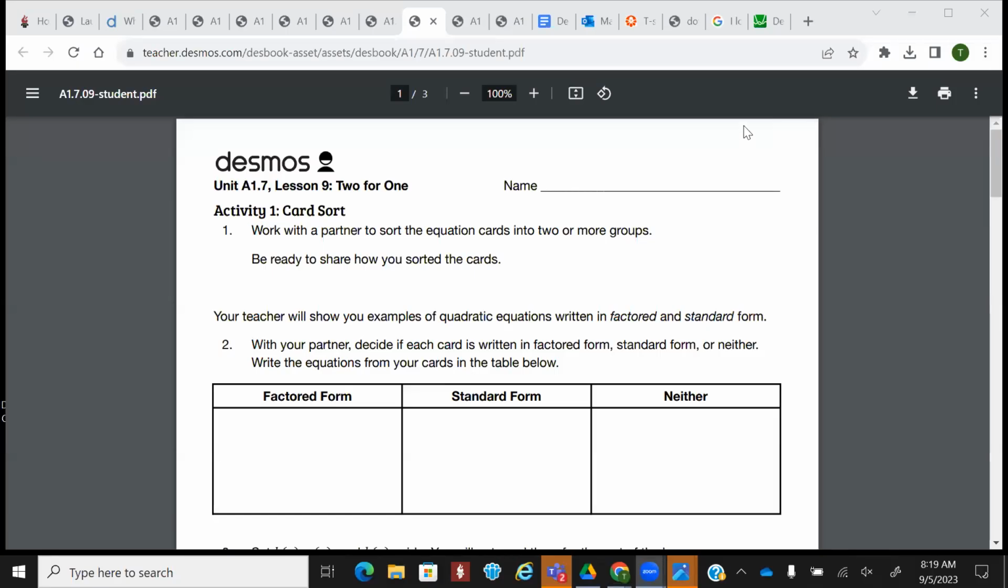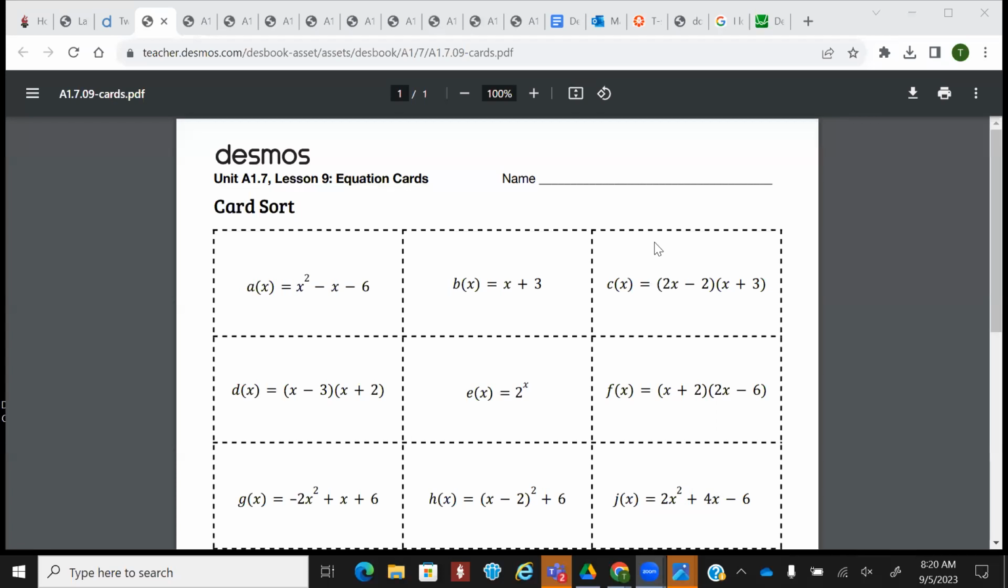So I'm going to put the cards up on the board, and we're going to decide whether they're in factored form, standard form, or neither. Okay, remember, factored form is going to be these parentheses, and they're going to have like x plus some number times x minus some number. Standard form is going to look something like this. Okay, if it's neither one of those, then it's going to go in the neither column. Okay, so I'm going to put these up on the board. Give me 2 seconds.